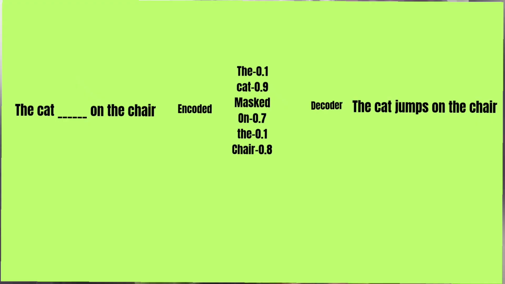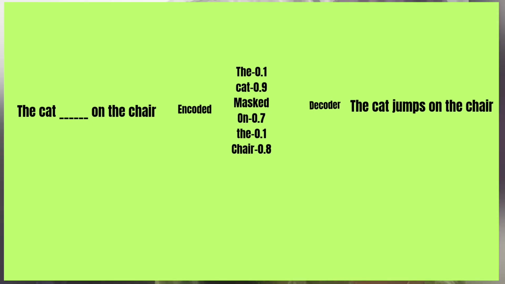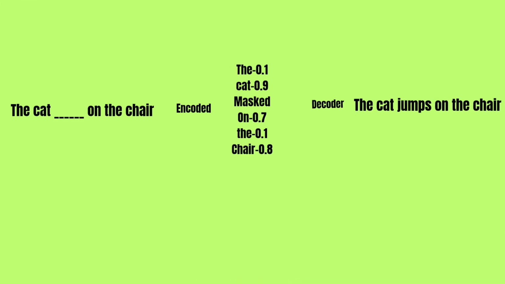So the decoder will try to correlate the meaning of, suppose, 0.9. What is the meaning of 0.9? What can be the English word for 0.9? So the decoder will try to decode the things. If I say "the cat dash on the chair," what is the probable word? The probable word is jump, right? So how will it decode?